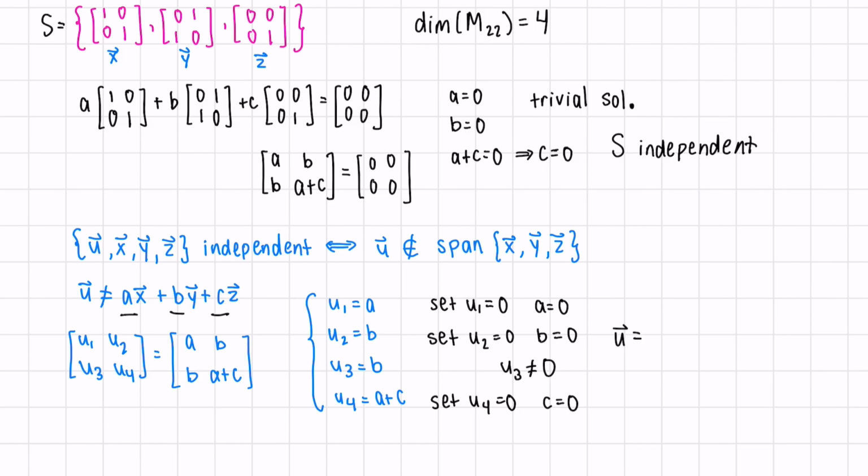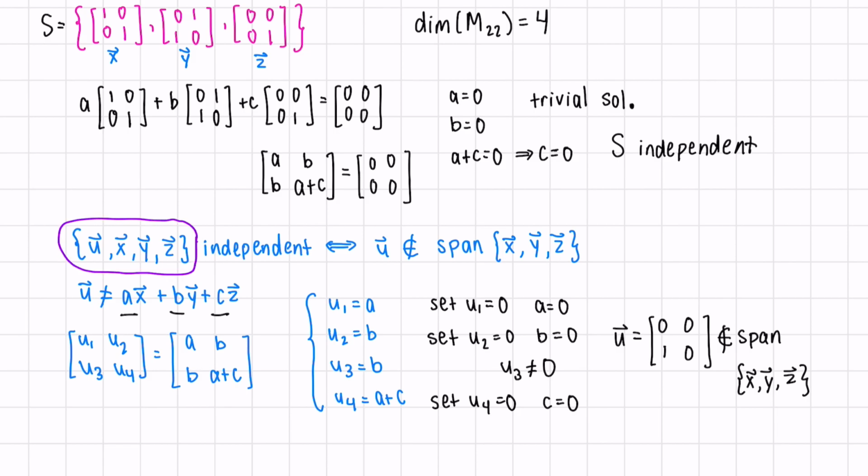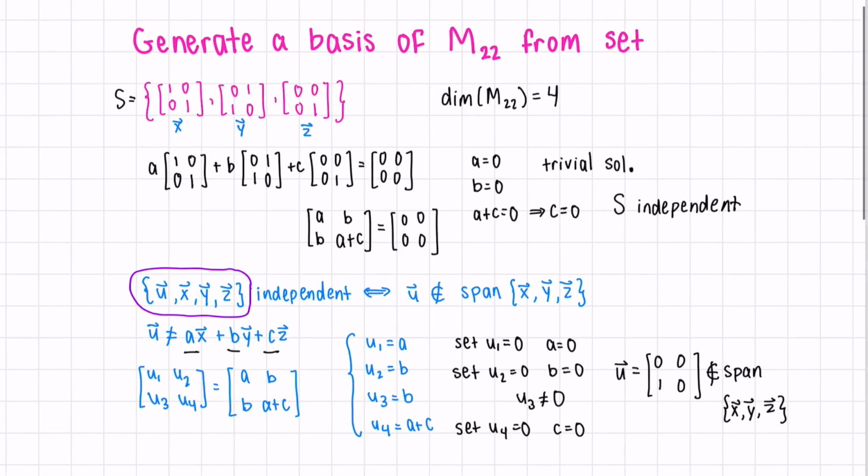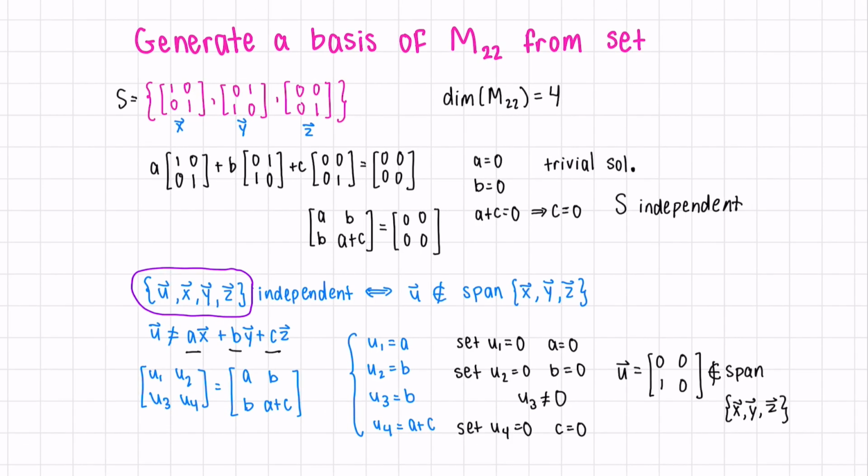Let's now plug in our values. U1 is 0, U2 is 0, U4 is 0, U3 is not 0, so let's just say 1. This new matrix is not in the span of X, Y, and Z. Therefore, our new set with 4 matrices is independent, and because the dimension of M22 is 4, it forms a basis.